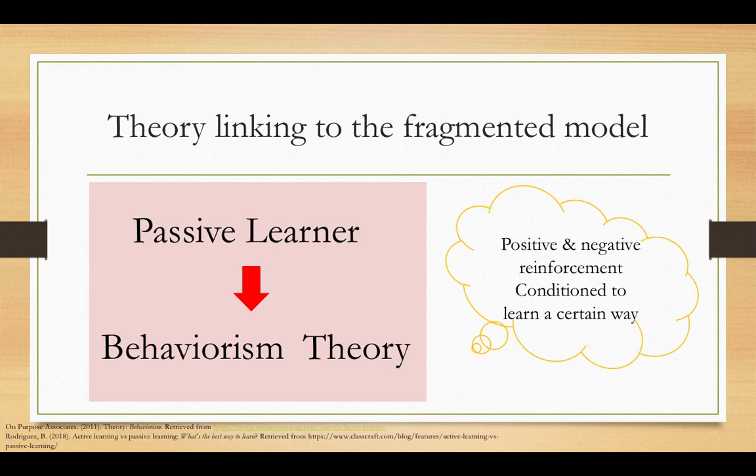Theorist B.F. Skinner viewed learning as a direct result of environmental conditions. Skinner believed that all children learn from positive and negative reinforcement and can be conditioned to behave and learn a certain way. Skinner's behaviourist theory does not consider other styles of learning, therefore can see children as passive learners who only learn through teachers' instructions and traditional teaching methods.